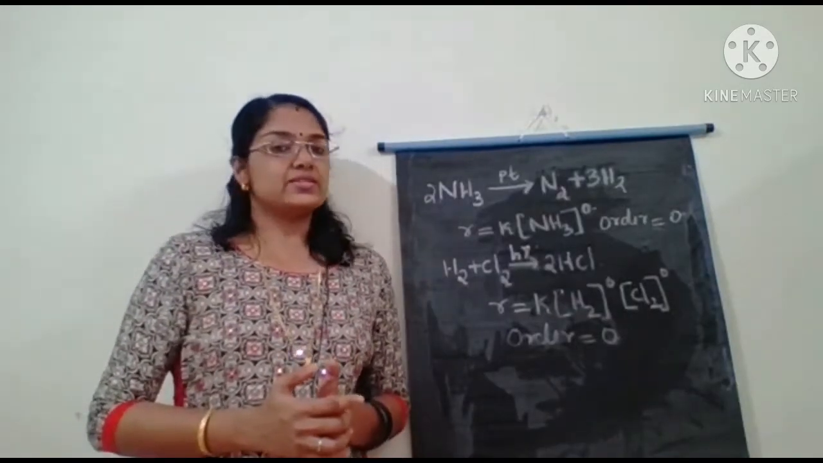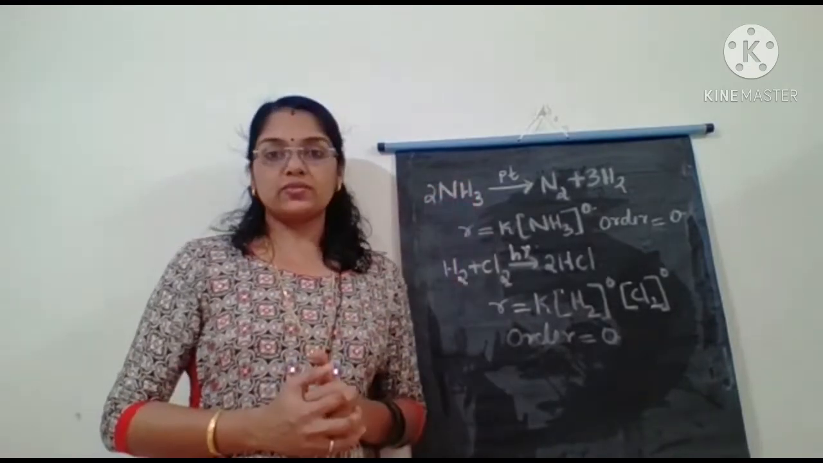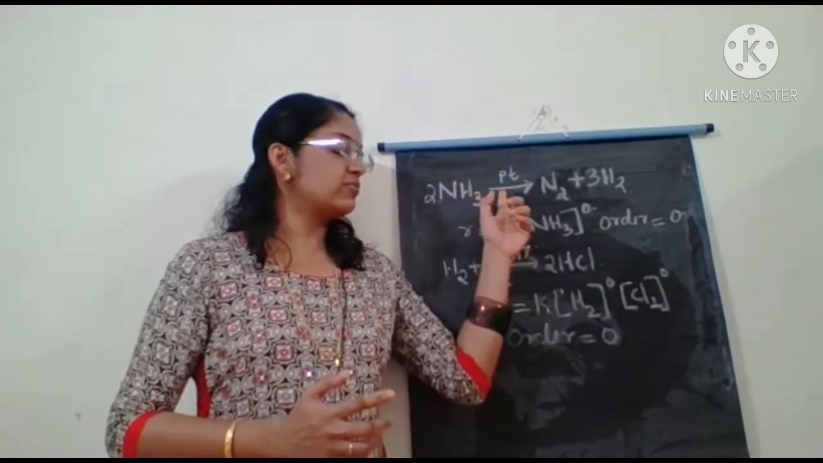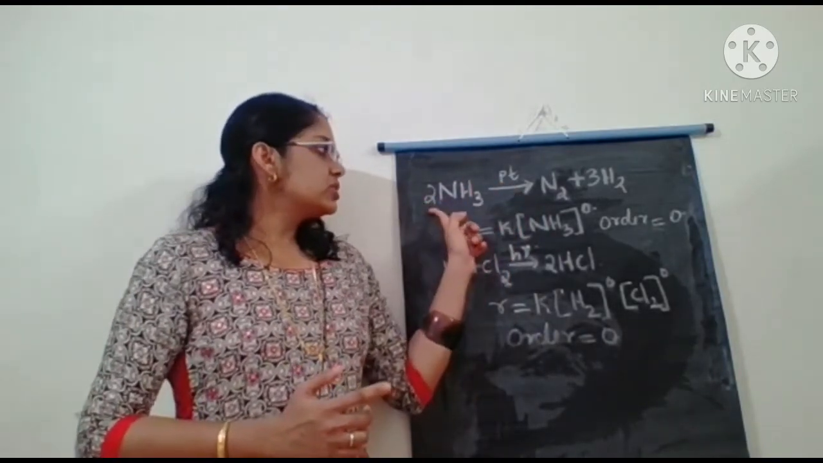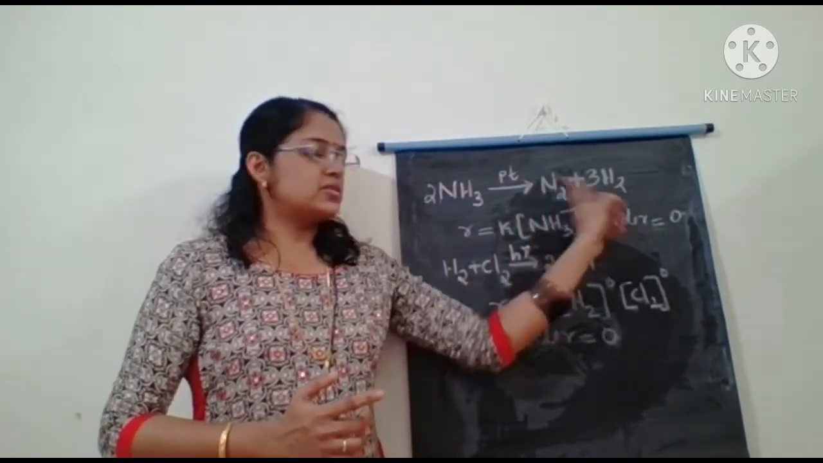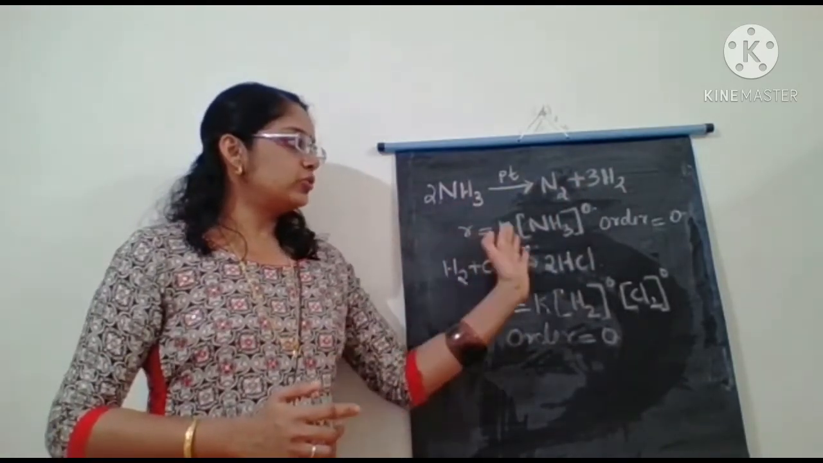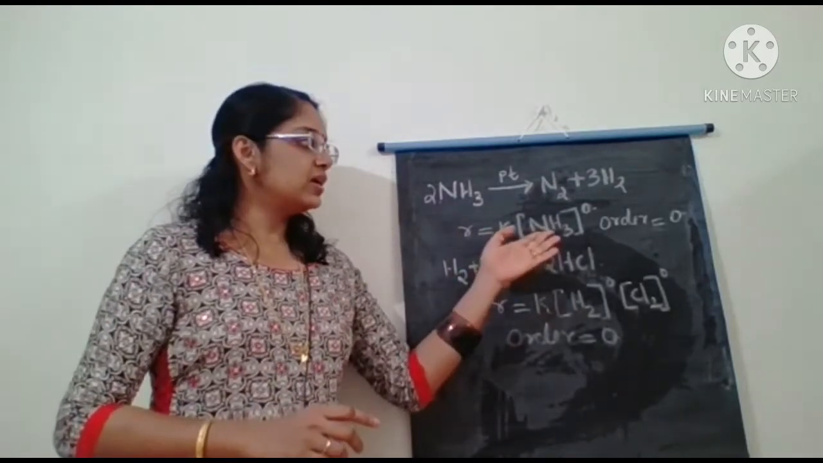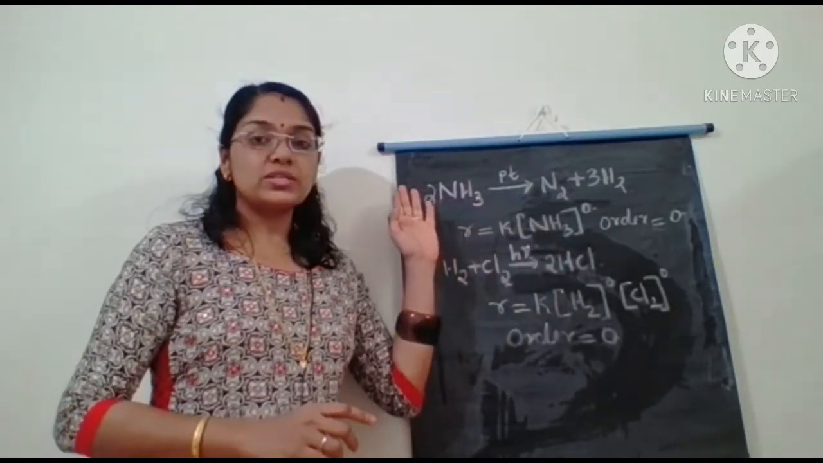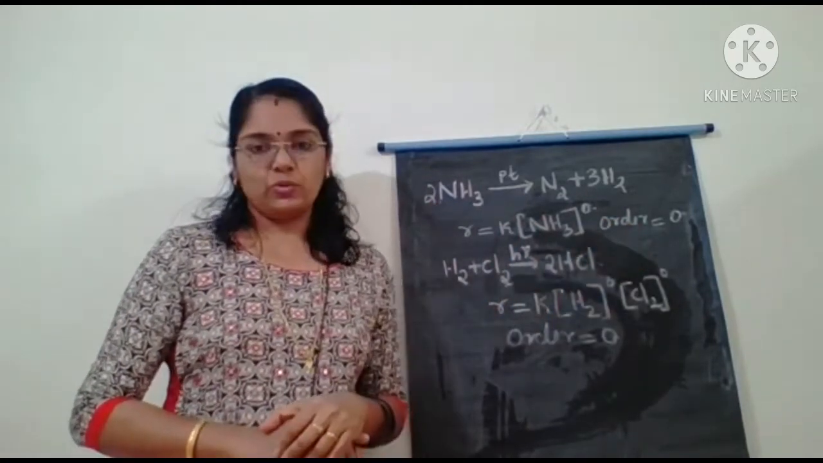Next we can discuss some examples of a zero order reaction. Consider the decomposition of ammonia in the presence of a catalyst, either gold or platinum. Ammonia decomposes to nitrogen gas as well as hydrogen gas. Here the rate is equal to K into the concentration of ammonia raised to 0. That means the rate is independent of the reactant concentration, so the order is found to be 0.